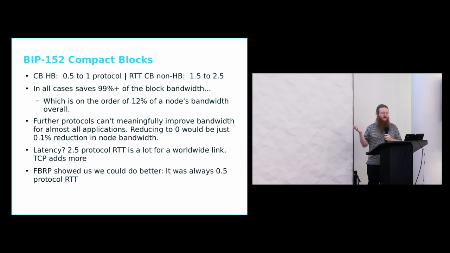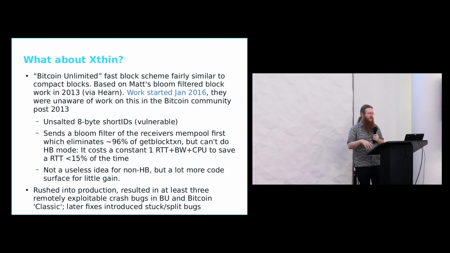So there is another thing called Xthin that was done by the Bitcoin Unlimited folks, and I'll comment on it briefly because people otherwise ask me about it. It was a parallel development where basically Matt and Peter did this bloom filtered block stuff in 2013. Mike Hearn re-earthed it and made a patch for Bitcoin XT, which didn't work particularly well, at the end of 2015. The BU people picked it up and started working on it in January, and apparently they were unaware of all the other development we've been doing on this stuff. Developers don't always communicate well.